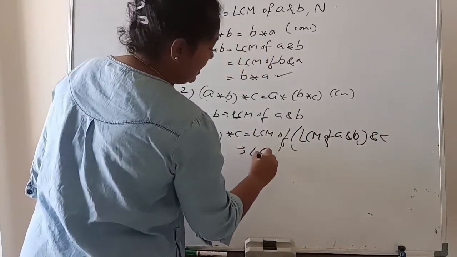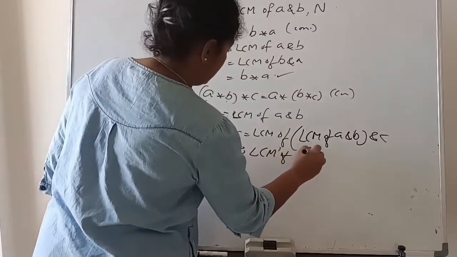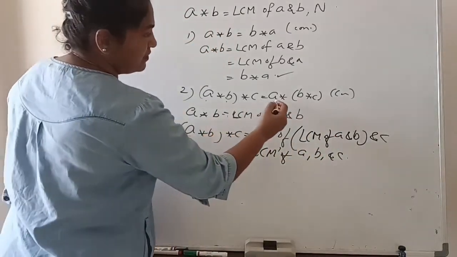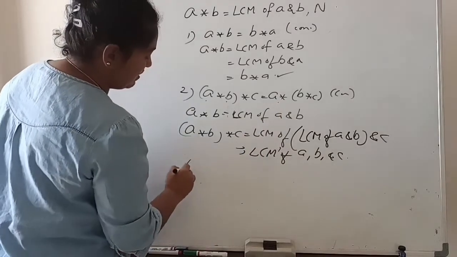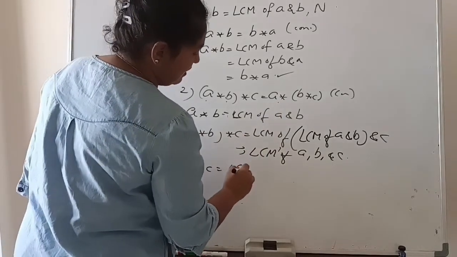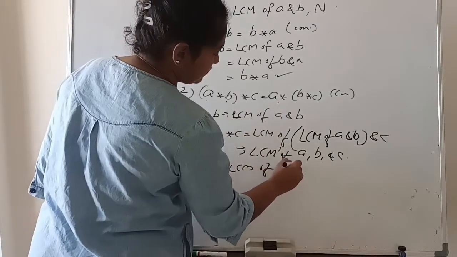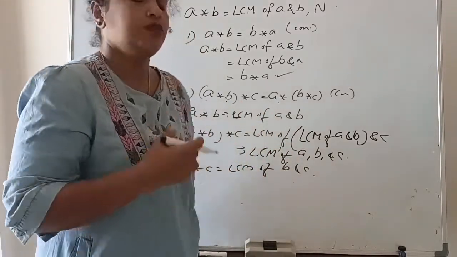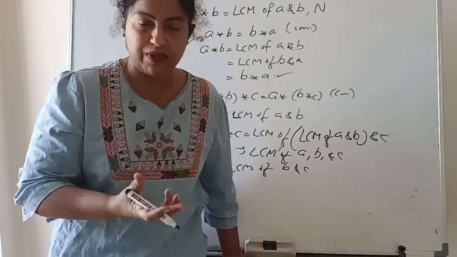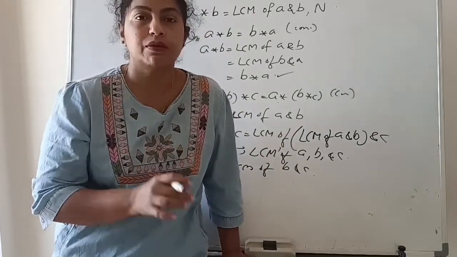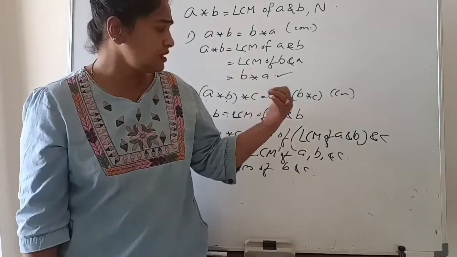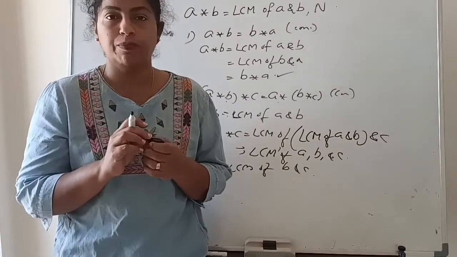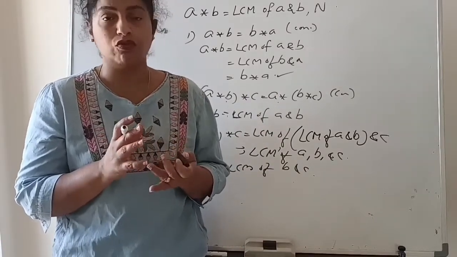So it is basically LCM of A, B and C. Now what is my RHS? My RHS is A binary B binary C. So what is my B binary C? It is the LCM of B and C. So what is A binary B binary C? It is the LCM of A and LCM of B and C, which is basically the LCM of A, B and C. So my LHS is equal to RHS. So I can say that this particular binary operation is also associative.